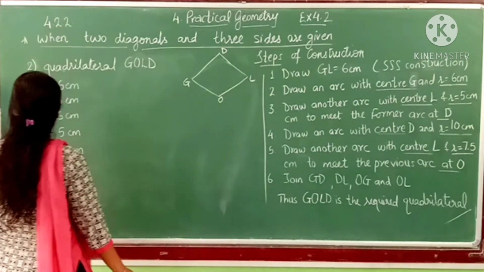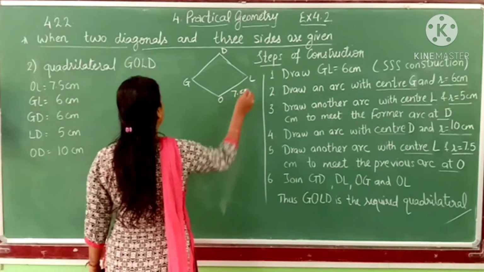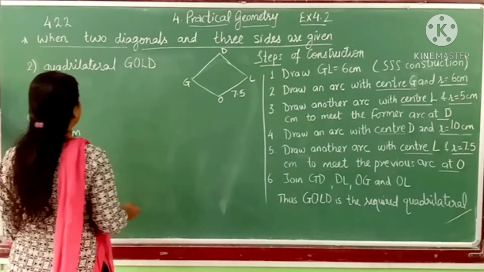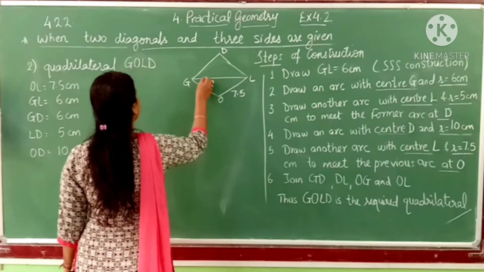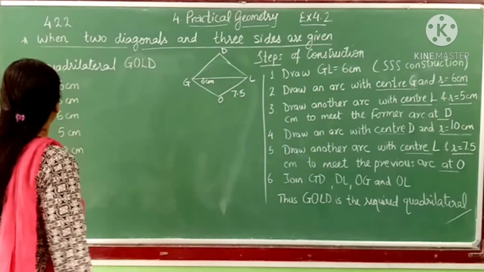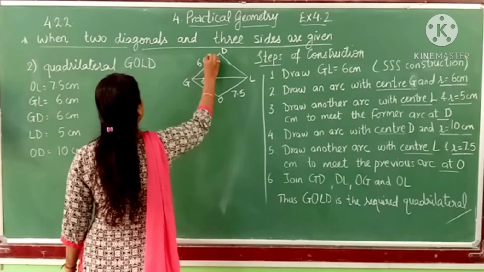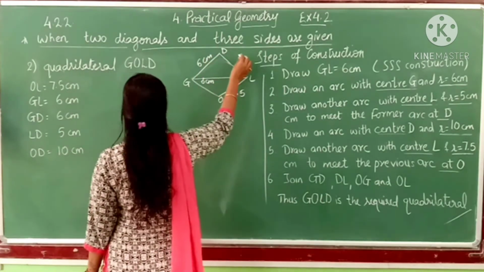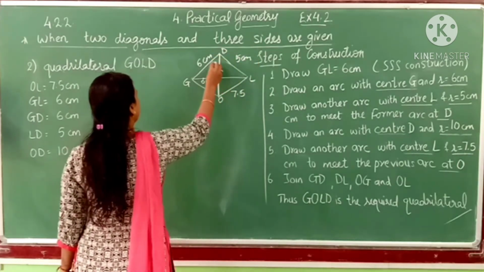So first, OL is 7.5. Next GL is 6 centimeter. This is 6 centimeter. Next GD is given as 6 centimeter. LD is 5 centimeter. And OD we have 10 centimeter.